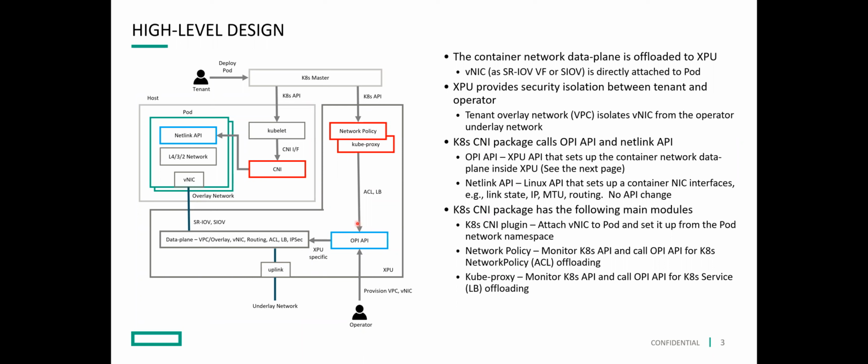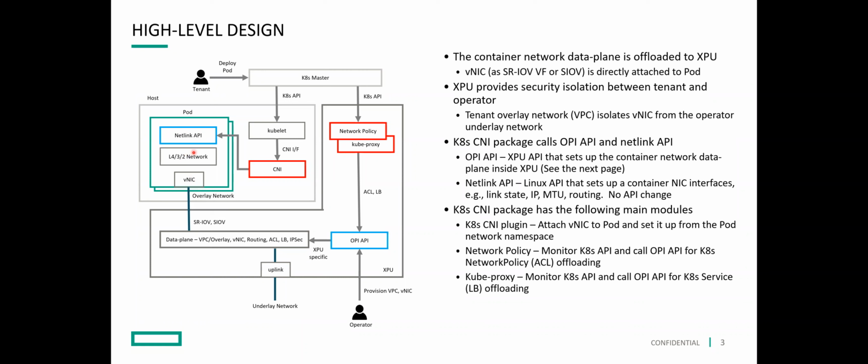Does the host see it as a VF, or does it see it in a different way? Yes, this can be an SR-IOV VF, or it could be SIOV, scalable IO virtualization. So the underlying technology can be a choice of the vendors. What we need is basically the VNIC as a NIC interface directly attached to the pod. And this VNIC is directly attached to the data plane inside the XPU. So it provides bare metal network performance.